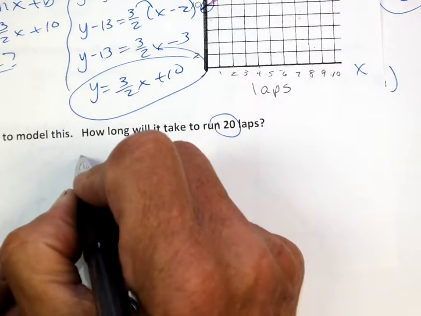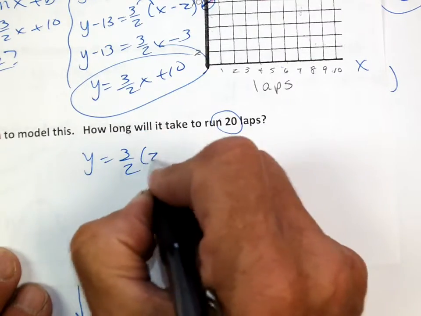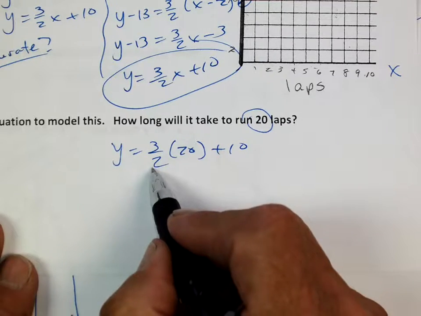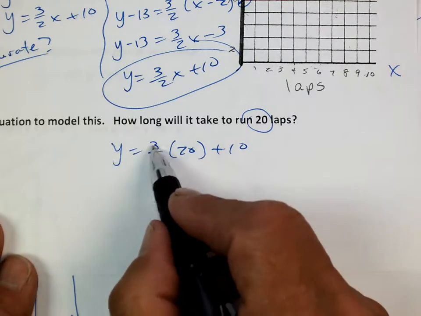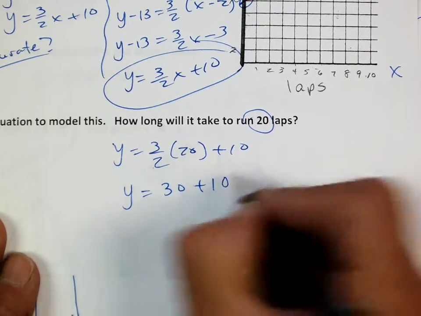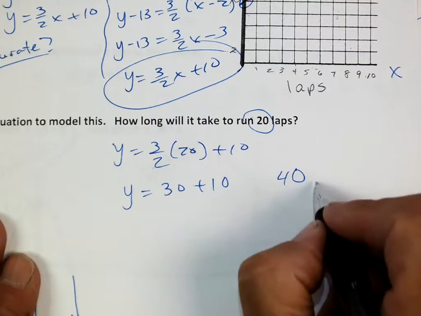So go y equals 3/2 times 20 plus 10, right? So half of 20 is 10 times 3 is 30, so y equals 30 plus 10, or we get 40, and that would be 40 minutes, right?